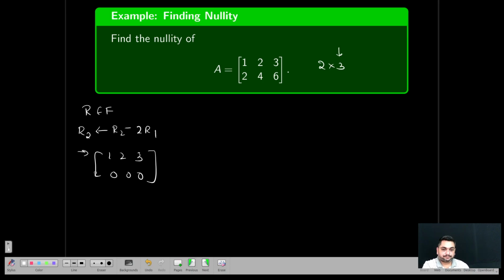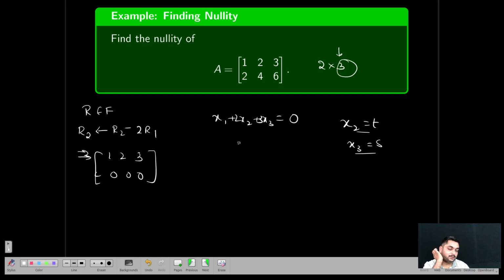Now, what is the nullity? First, x1 plus 2x2 plus 3x3 is equal to 0. Now, what are the free variables here? There are 2 free variables here, x2, let us put it as t, and x3, let us put it as s, some other variable. Then you solve the equation because there are 2 free variables. Total dimension is m cross n, so 3. Out of 3, only 1 row I am getting, that is the meaning. So x2 equal to t and x3 equal to s.